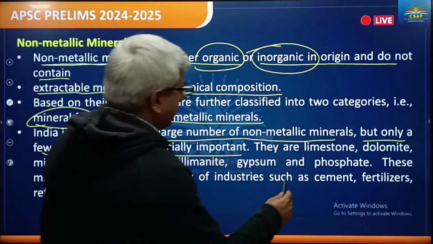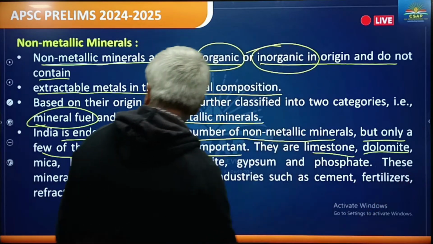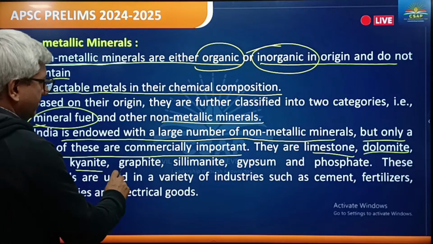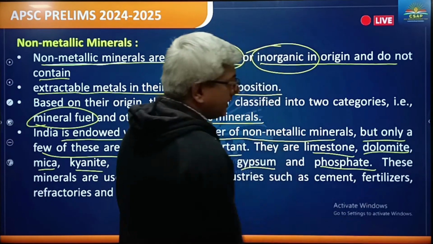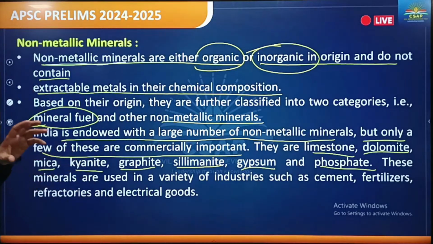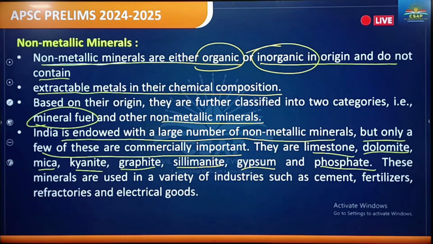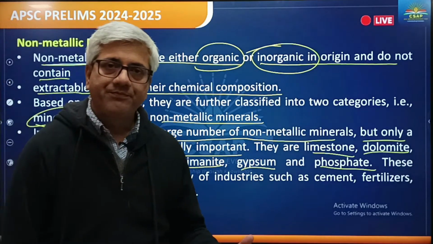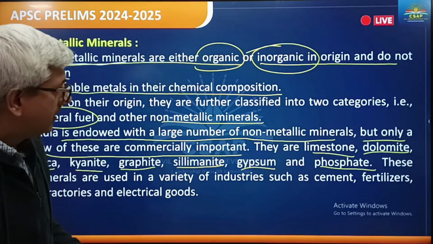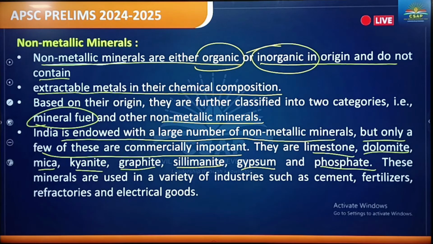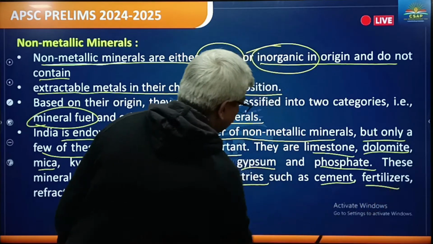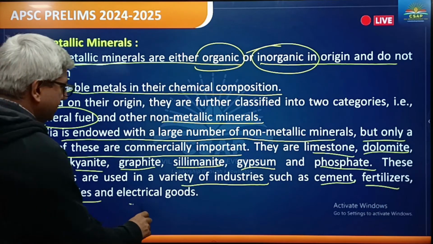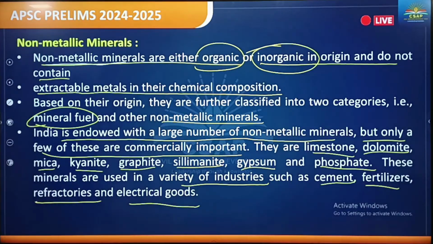So these are limestone, dolomite, mica, kyanite, graphite, sillimanite, gypsum, phosphates. All these are the non-metallic minerals which have a huge amount of industrial utilization, huge amount of industrial use. So these minerals are used in a variety of industries, such as cement, fertilizer, refractories, and electrical goods.